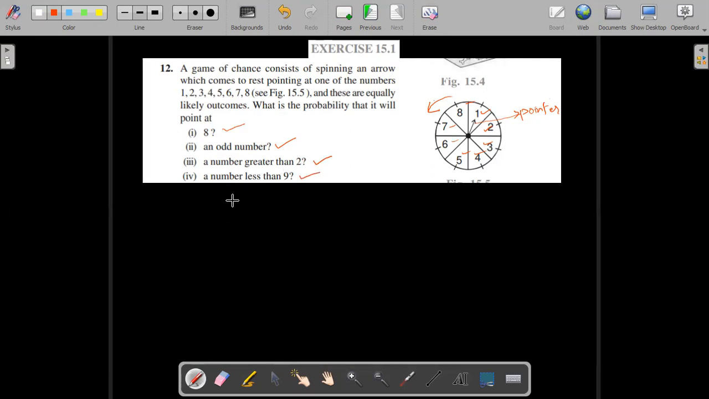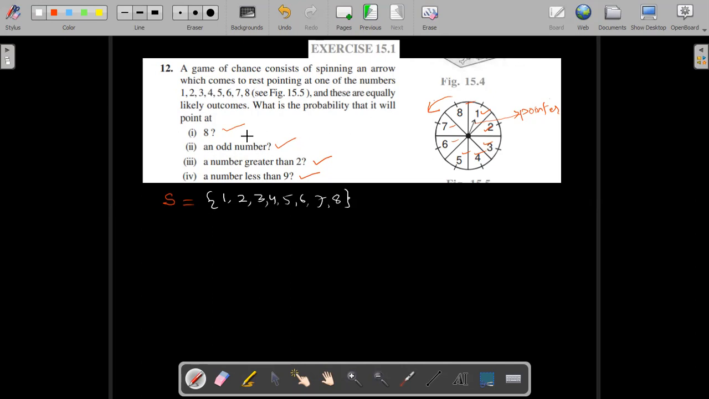So sample space, you can write here sample space. What are the possible outcomes that should be written in the sample space? We can say that this is the sample space where the possible outcomes are 1, 2, 3, 4, 5, 6, 7, and 8. There are 8 possible outcomes.